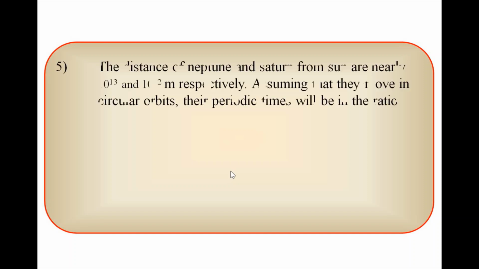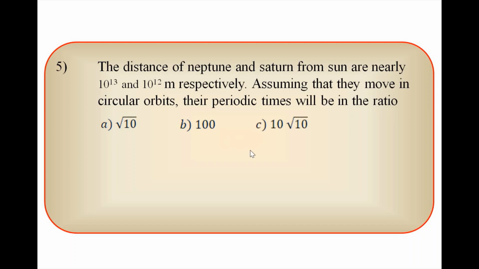Let's see the next problem, next objective. The distance of Neptune and Saturn from Sun are nearly 10 raised to 13 and 10 raised to 12 meter respectively. Assuming that they move in circular orbits, their periodic times will be in the ratio: option A is under root of 10, option B is 100, option C is 10 into root of 10, and option D is 1 by root of 10. So let's see the solution.